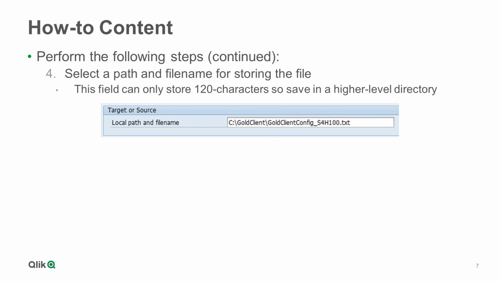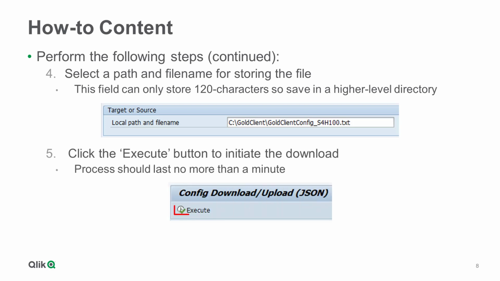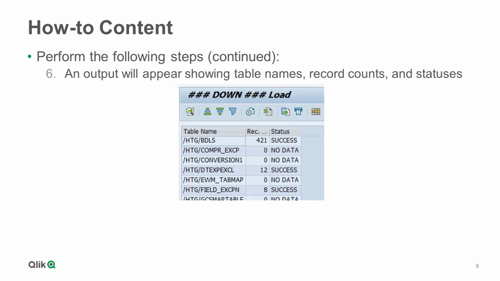Be aware that this field can only store 120 characters, and so it is suggested that you save the file in a higher level directory. Click the Execute button to initiate the download. This process should last no more than a minute. When done, an output will appear showing the table names, record counts, and statuses.